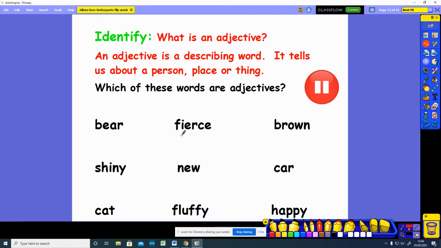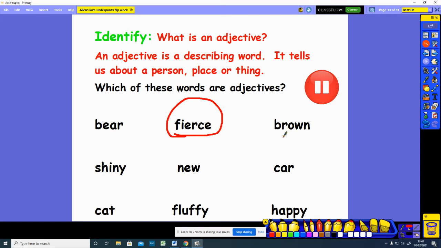Fierce. Is fierce an adjective or a describing word? Yes, fierce is, because fierce tells us what something is like. Something can be fierce. A bear can be fierce. It tells us that the bear is fierce. It is a describing word. It tells us something about the bear.